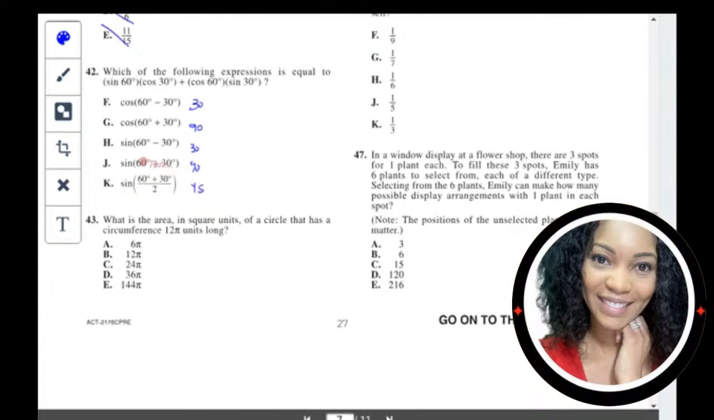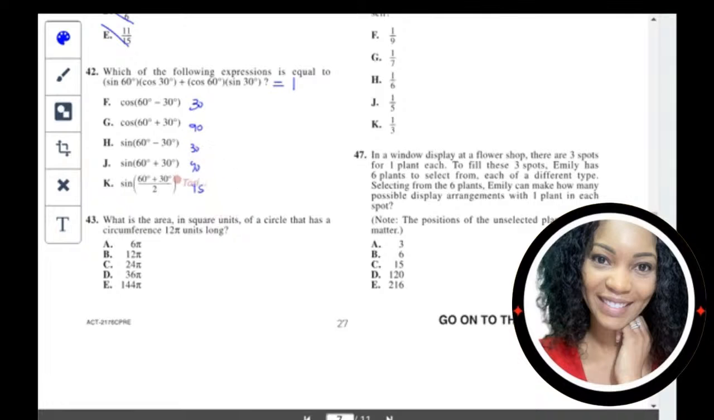So do make sure your calculator is in degree mode. That's very important. I got sine of 60 times cosine 30 plus cosine 60 times sine 30. And the answer is 1. Okay, so I'm looking for which one of these values also turns out to be 1.